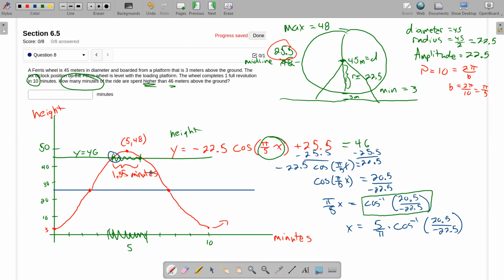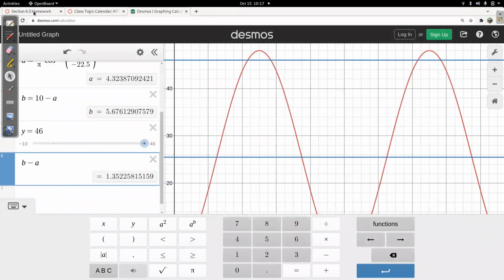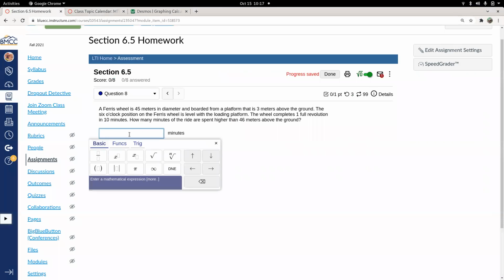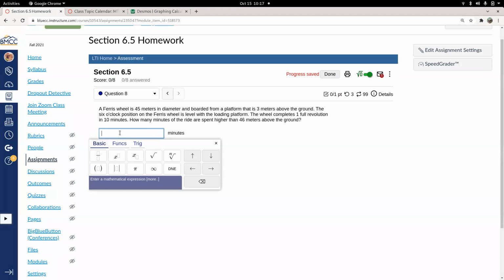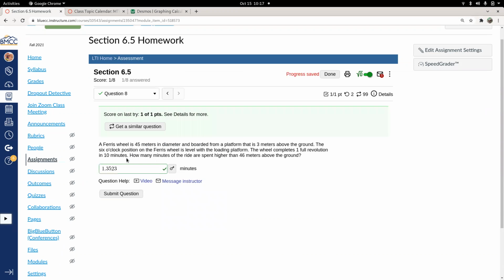And then for your version, things to double check here. How many decimal places do they want? Enter a mathematical expression, doesn't say, so I'd probably go more than 3 decimal points. So I'd probably go 4, 3, 5, 2, 3. And again, minutes. Woohoo, whew. That was tough.